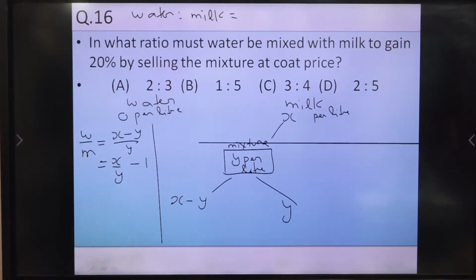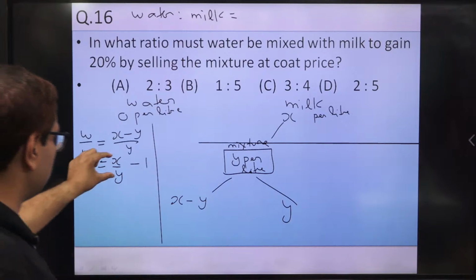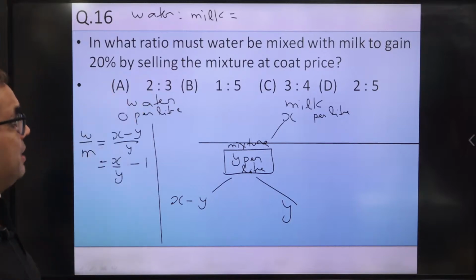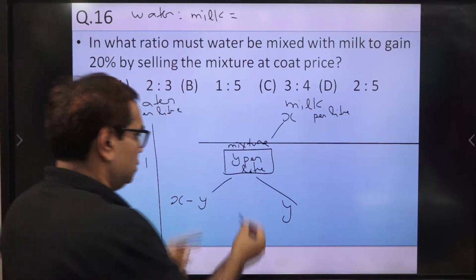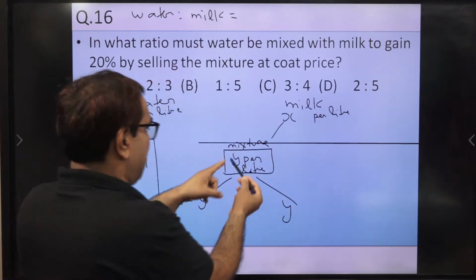Now how can we calculate this quantity? Some additional condition is given. So this is the price y per liter.